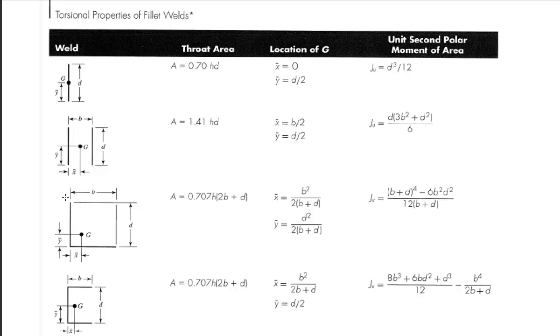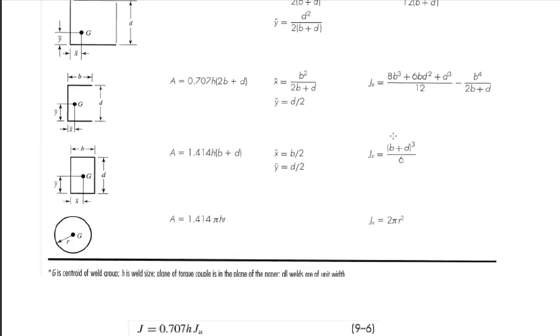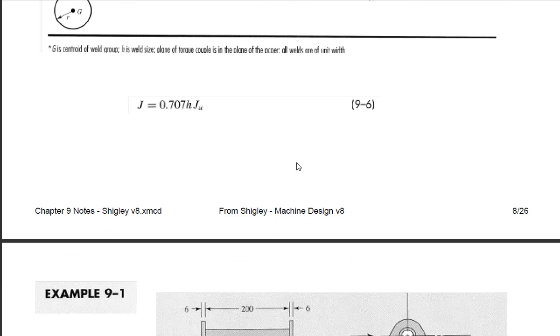So this does assume in this one that all welds have the same throat size and the same leg size. If I want to know the moment of inertia of this shape, I calculate the unit moment of inertia, and then I multiply by the throat thickness, which is 0.707 times h. Let's see where they make note of that. Yes, the actual J value of any weld shape is 0.707 h times the Ju, which comes out of this table.